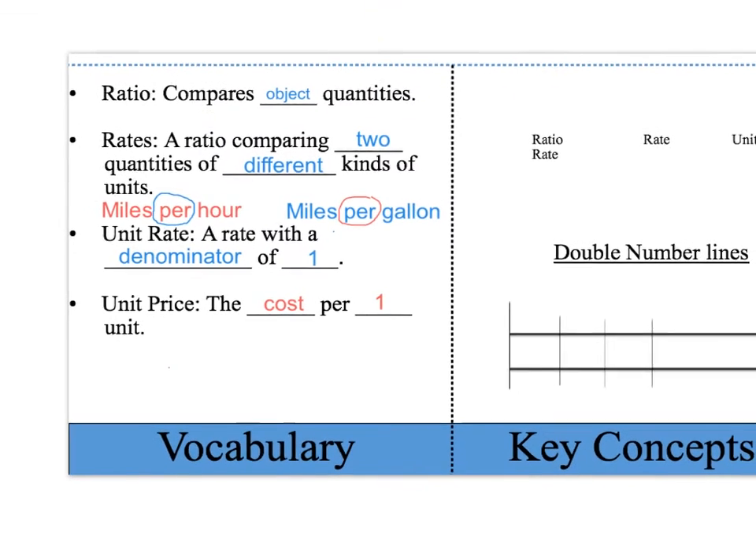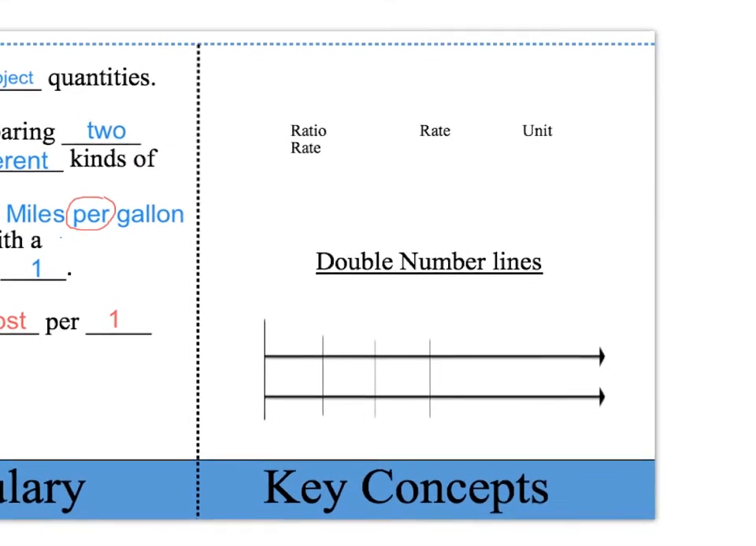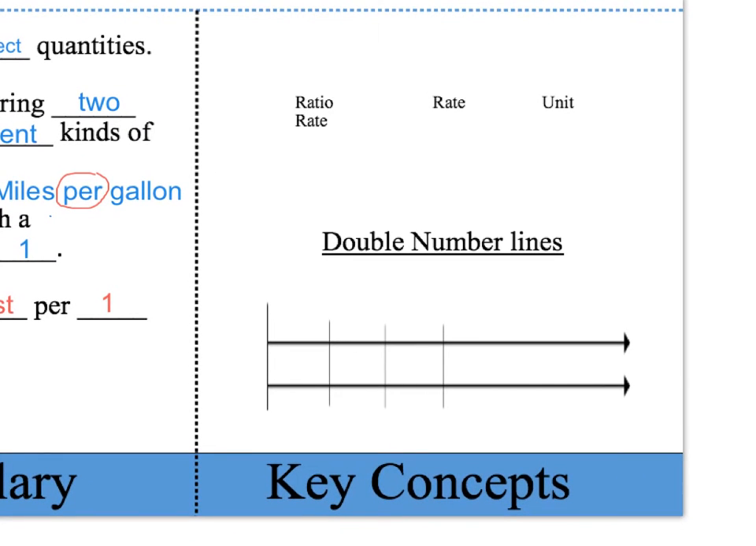Now let's move on to our key concepts on the right-hand side of our notes. Let's do some comparisons. A ratio is comparing two objects. One way to write a ratio would be 15 over 5. An example of a rate would be 15 miles over 5 seconds. And for a unit rate, after reducing the 15 over 5 to make the bottom a 1, your unit rate would be 3 miles over 1 second.